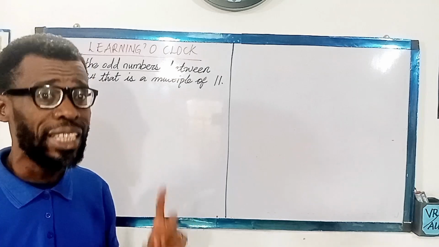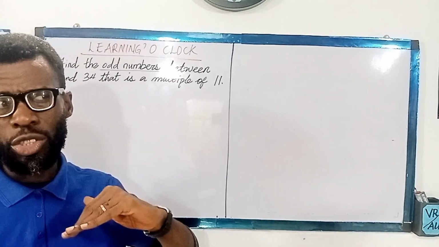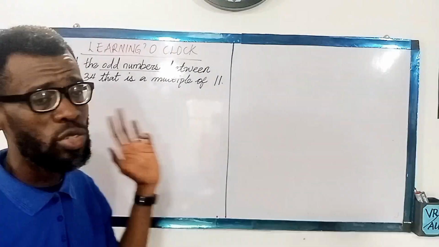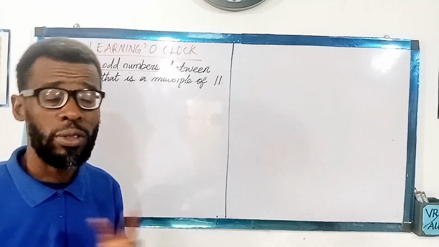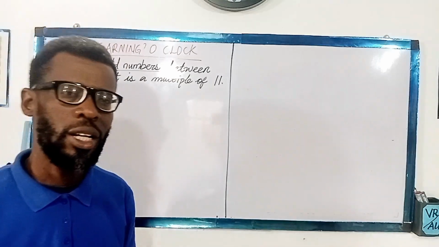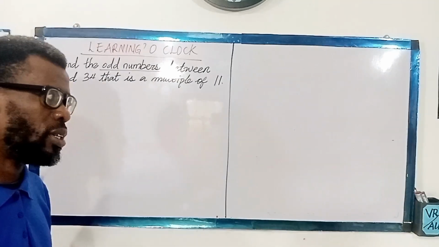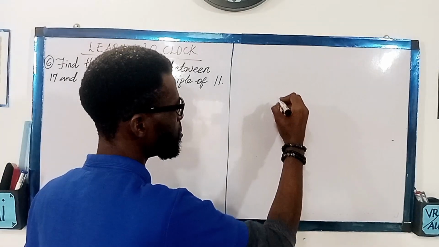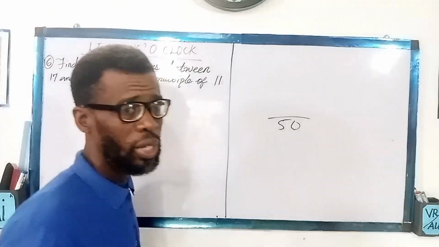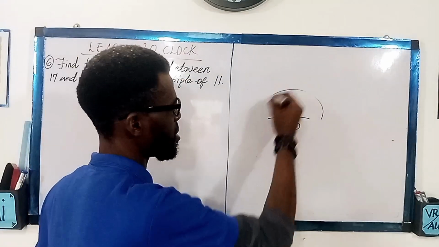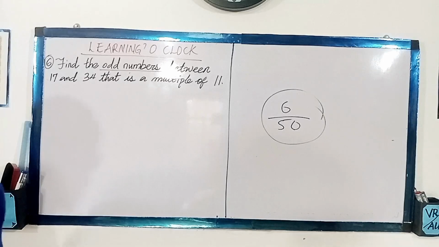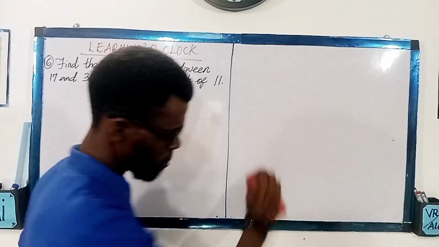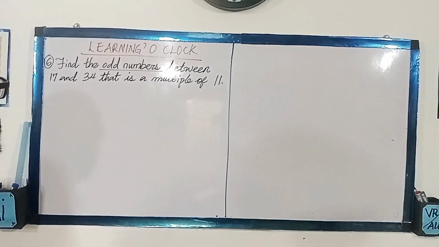You're welcome again to Learning O'Clock. We had done 5 questions before now, and right now we want to learn some more. Our goal is to do a free practice of 50 questions. So mathematically, out of 50, which is the denominator, we're at number 6 now. That's the level that we're in. 6 out of 50. Let's get to work now.